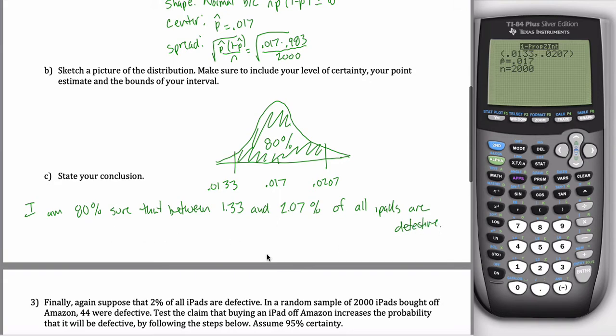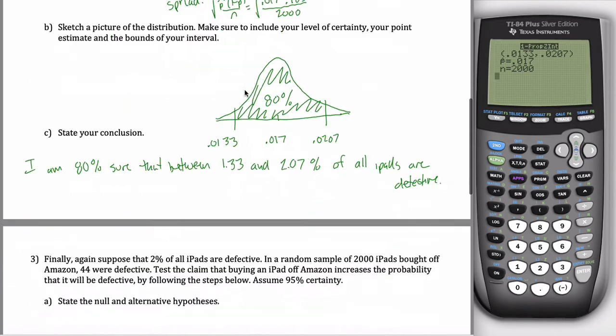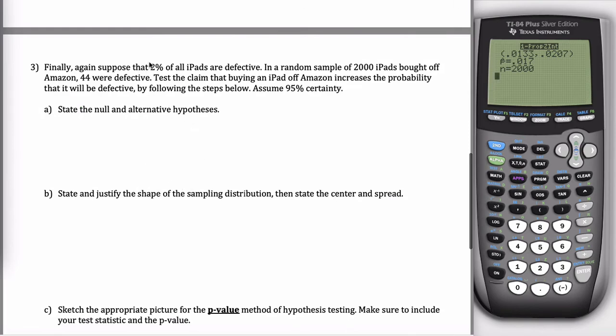So there's a conclusion. Then finally, a third problem. Let's see, we did the normal CDF stuff. We did the confidence interval stuff. So you won't be shocked to see a hypothesis testing question. We're again supposed to assume that 2% of all iPads are defective, except now this isn't p, it's p naught, because I want to save p for something else. I still have a sample of 2,000, so that's n. 44 in my sample, that's x.